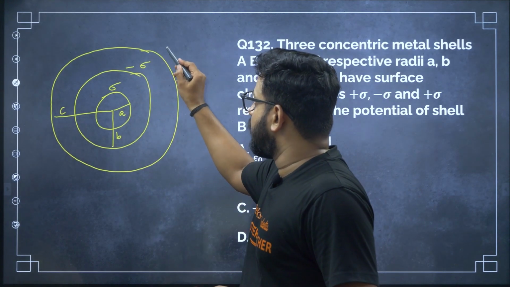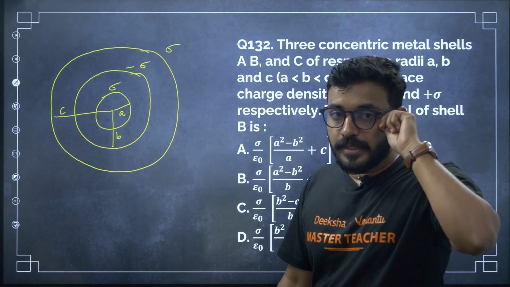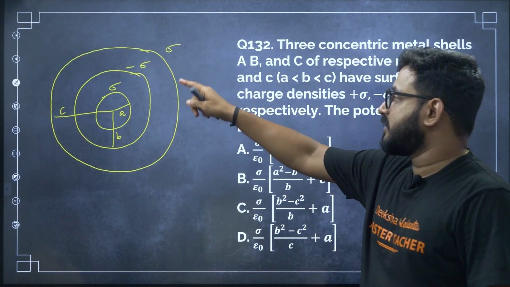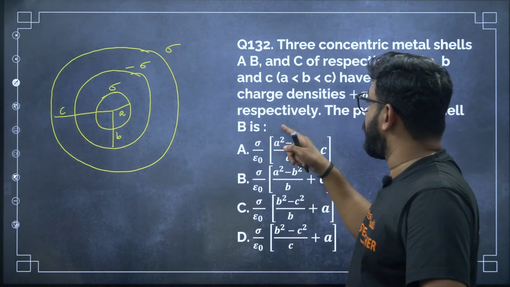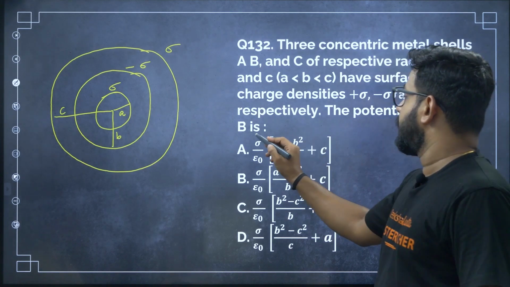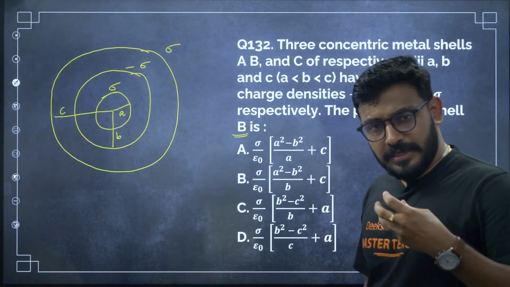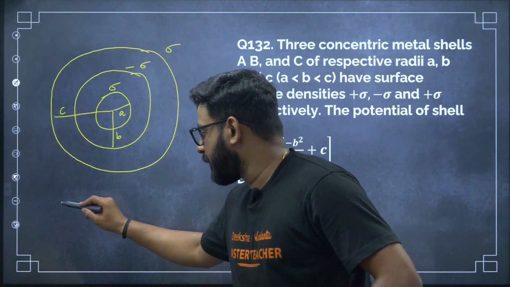Negative sigma and positive sigma. Okay, so different charge densities: positive, negative, positive, fine. So now how do you find the potential at B? How do you find potential at B? Definitely normal potential of multiple shells.